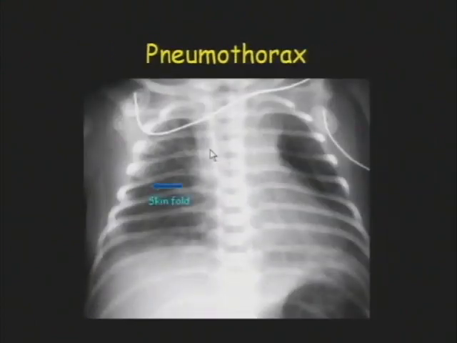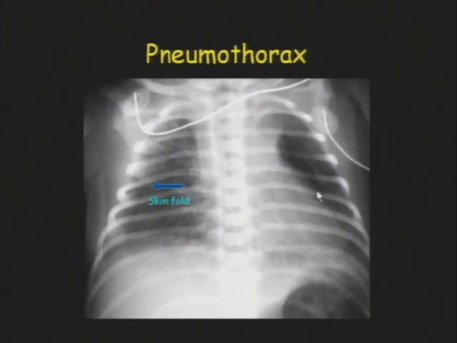Contrast that with a pneumothorax. Now remember, these babies have their films taken with them laying on their back, and air is going to go as far from the center of the earth as it can, so it's going to be up under the anterior chest wall in patients that have a pneumothorax. So here we can see on this baby that there is a pneumothorax on the left side up against that left heart border.